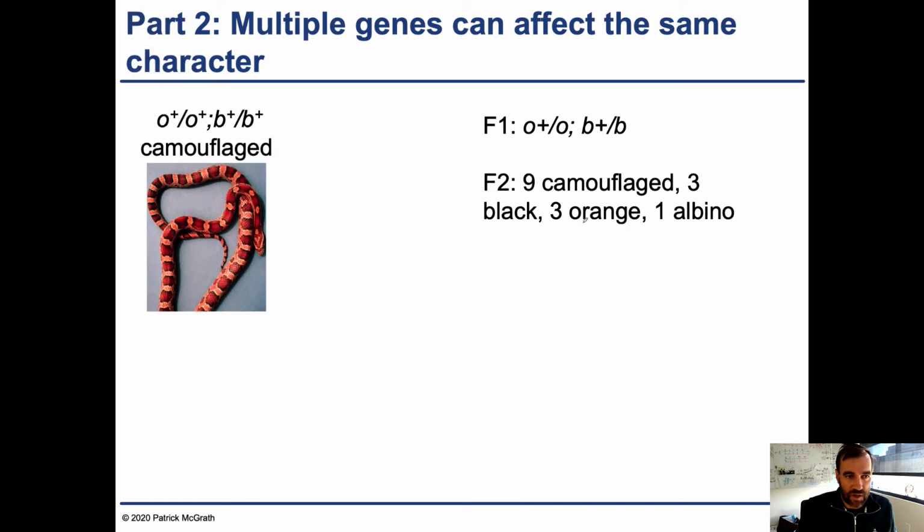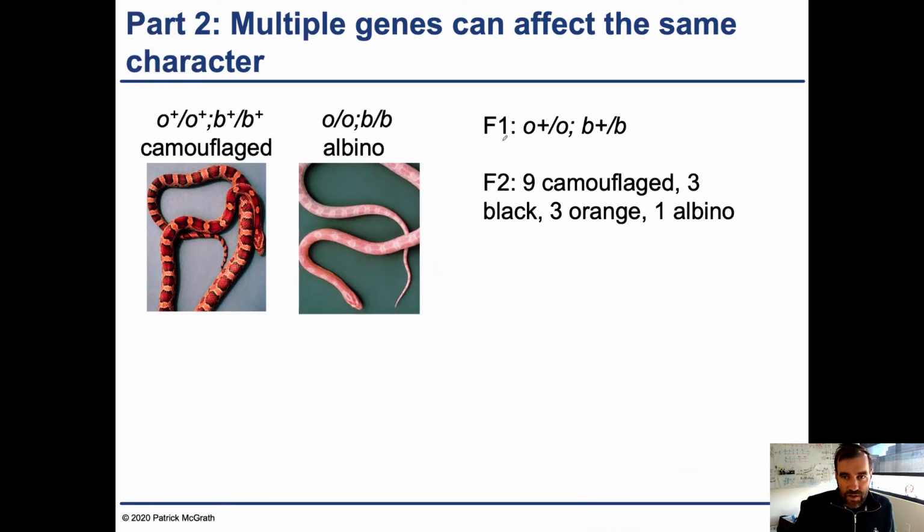So let's see how this plays out. If you cross these two individuals together, you would produce an F1. So again, this is very similar to the dihybrid cross in Mendelian genetics. But in this case, you're just controlling a single character instead of two characters. So if you cross these two pure breeding individuals together, you have this F1 right here. This F1 would be camouflaged.